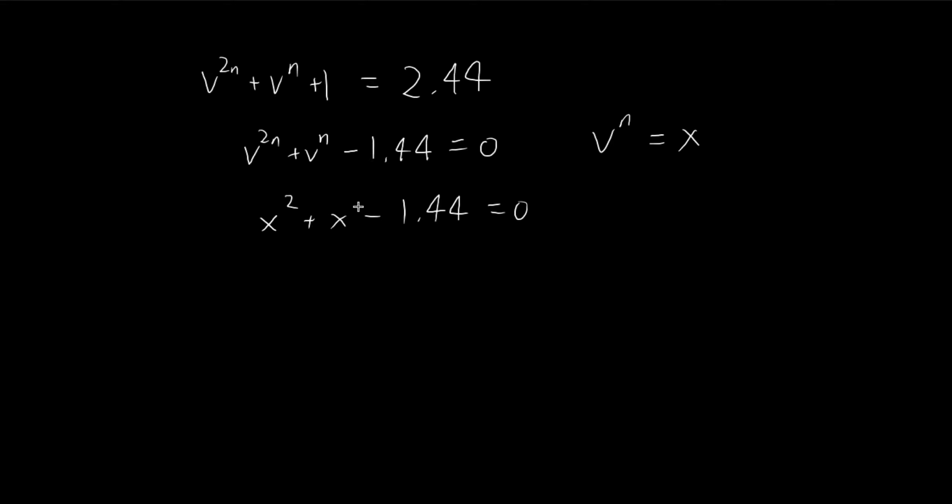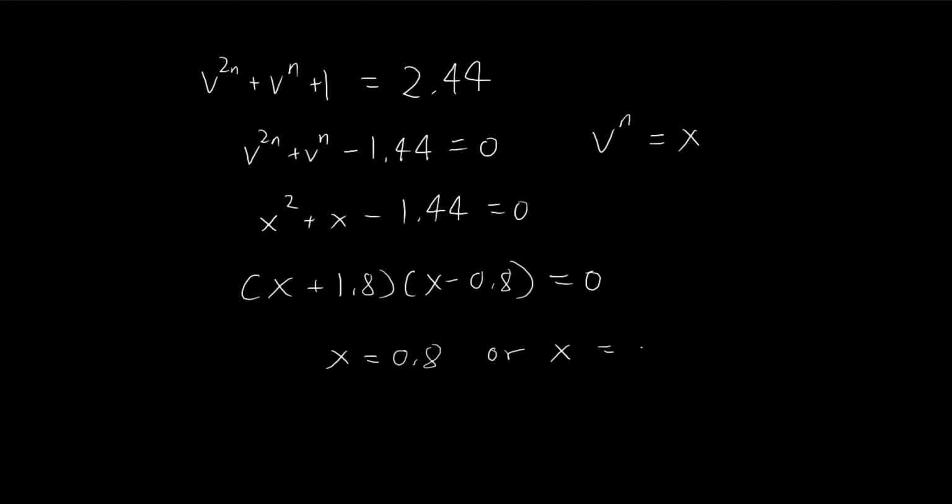If we solve this quadratic equation, we know what v to the power of n is. You can solve this quadratic equation either by substituting it into your calculator, or you can factorize it. Based on this factorization, x could be 0.8 or x could be negative 1.8. We know that negative is ridiculous because i is going to be positive, and that means v to the power of n is always going to be positive. So x is equal to 0.8, so v to the power of n is equal to 0.8. How is this going to help us?